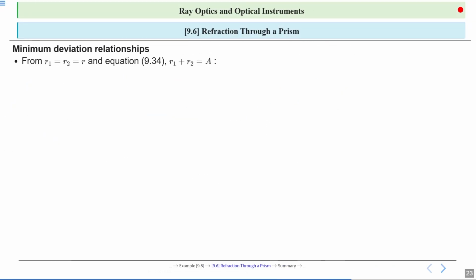Let's begin by examining the relationship between the angles of refraction within the prism. Here we have R1 equals R2 equals R, which means the angles of refraction are equal. According to equation 9.34, the sum of these angles equals the prism angle A. Now we can express the angle of refraction R as half of the prism's angle A. This is shown in the equation R equals A upon 2. This relationship is vital because it simplifies our calculation and helps us predict how light will behave as it enters and exits the prism in the minimum deviation condition.